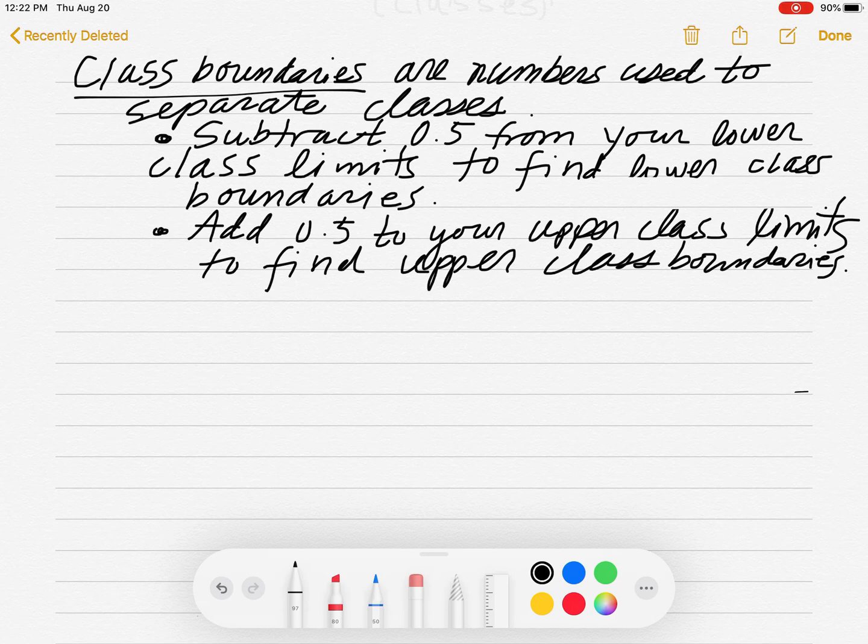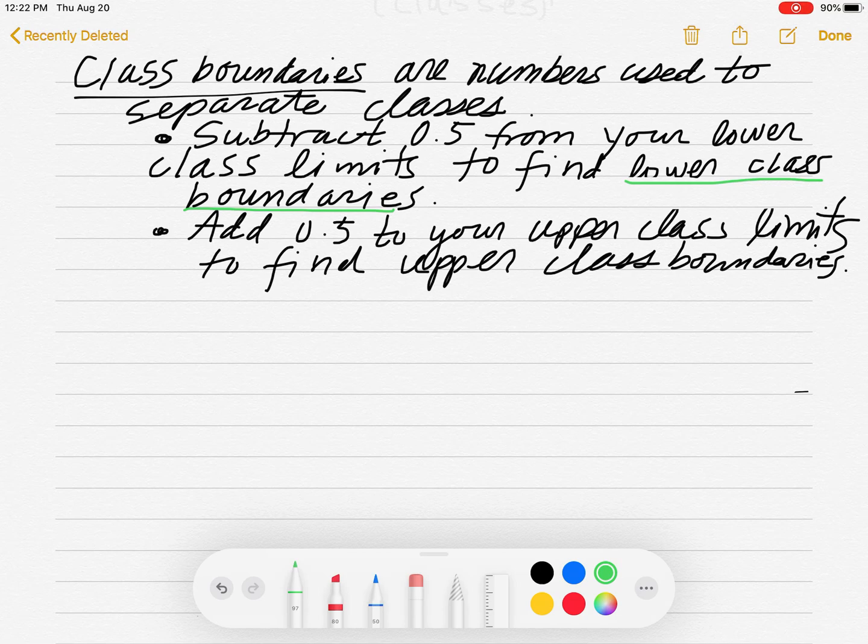So what are class boundaries? Class boundaries are numbers used to separate classes. Normally when you have a frequency distribution, you'll have the lower limits and the upper limits for your classes, right? So if you want to find the lower boundaries, a new term we want to define, you subtract 0.5 from your lower limits. Again, you subtract 0.5 from your lower limits to get your lower boundaries.